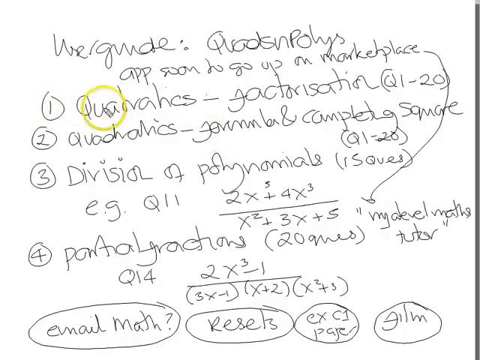So the first one will be factorization. There'll be 20 questions. Start off easy and they'll get increasingly difficult as we go along. I might finish off with a couple of easy ones at the end, of course. So that's the first row.